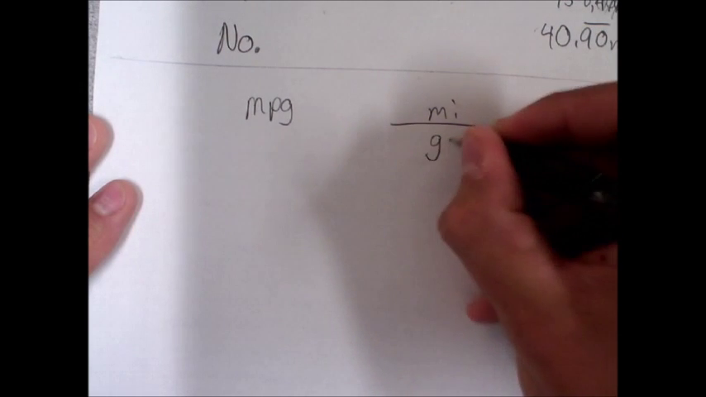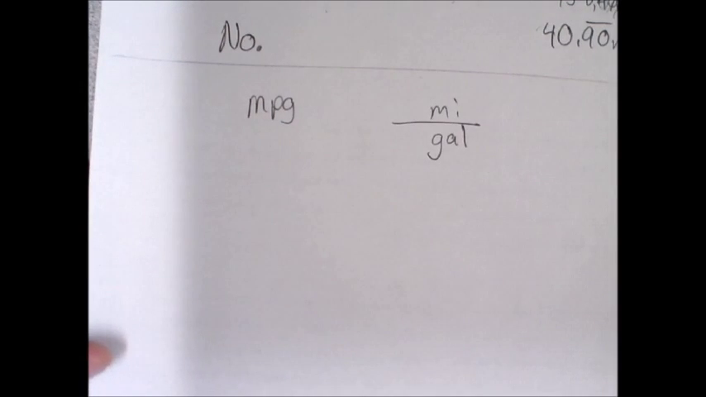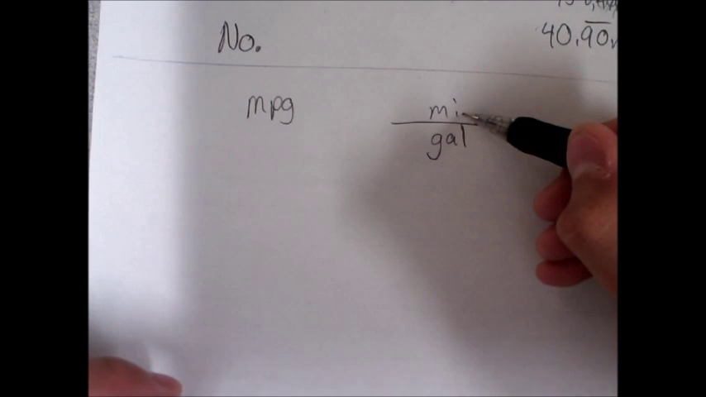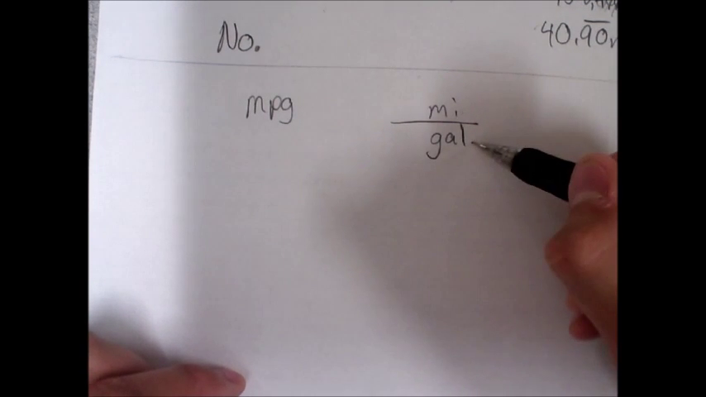Miles per gallon, right? How many miles you can go on 1 gallon. But does every car tell you how many miles you go per 1 gallon? No. So what do you got to do to find out that information? You have to divide how far you travel by how much. So how many miles you've gone by how many gallons you used. How do you find out how many miles you've gone?